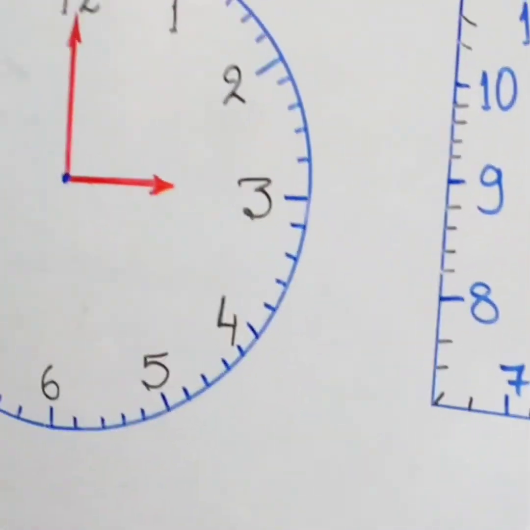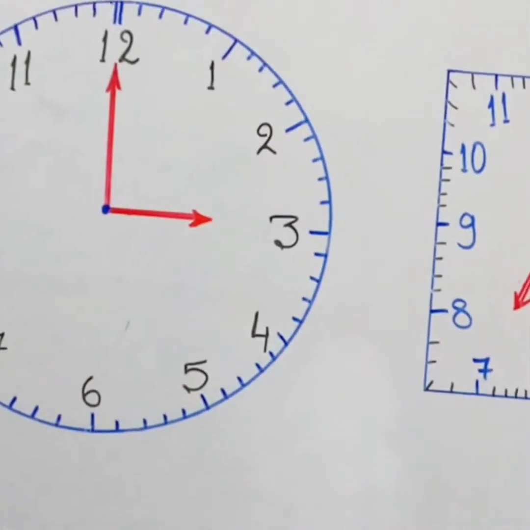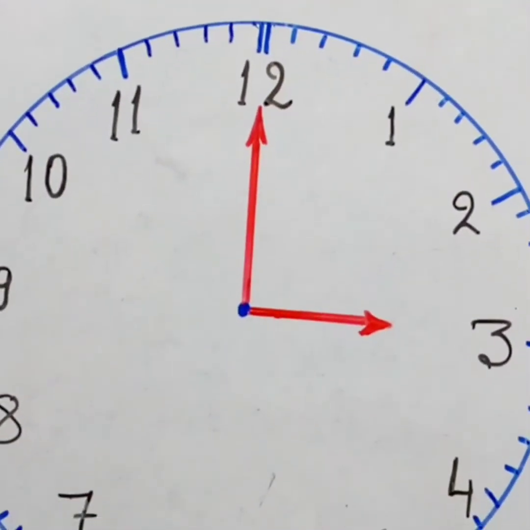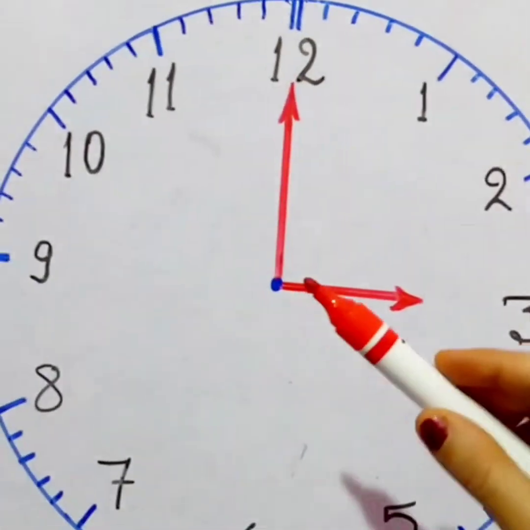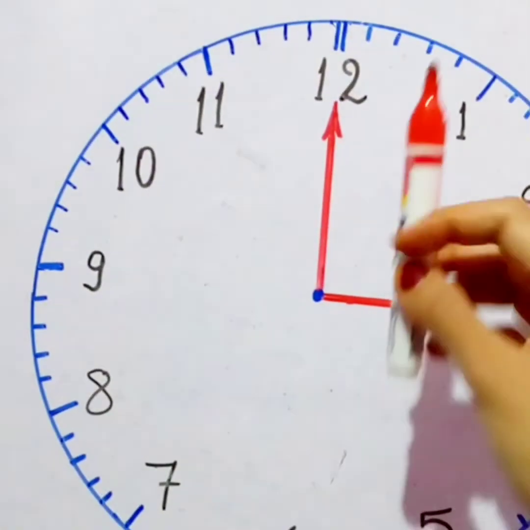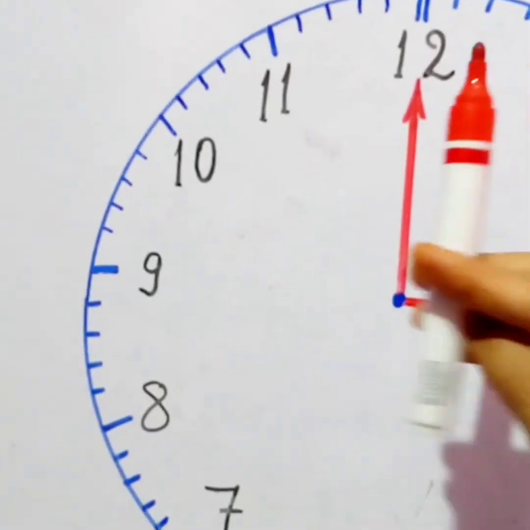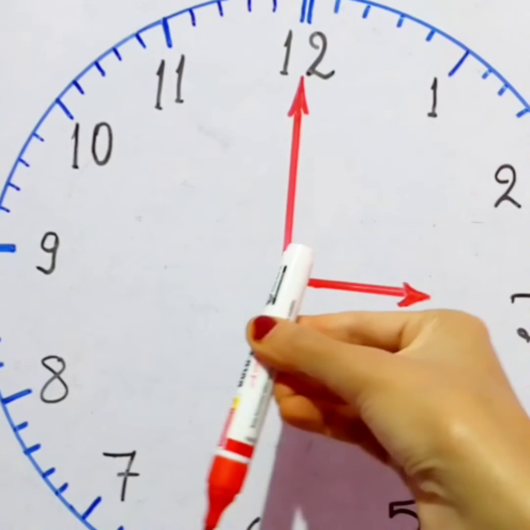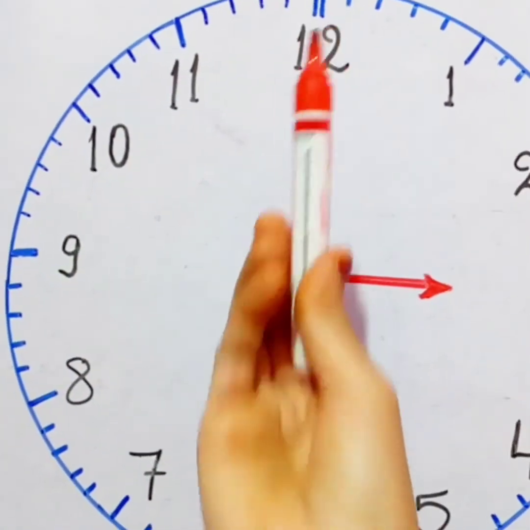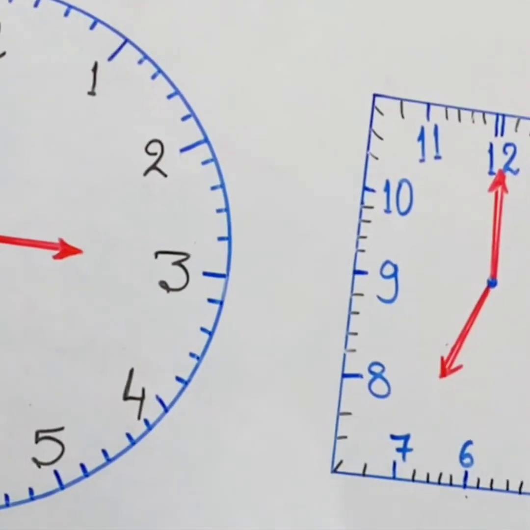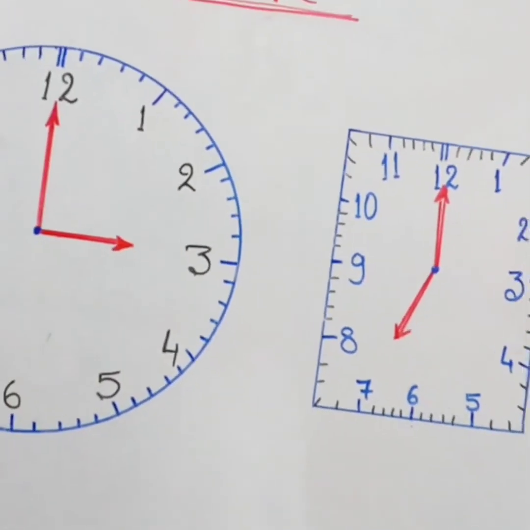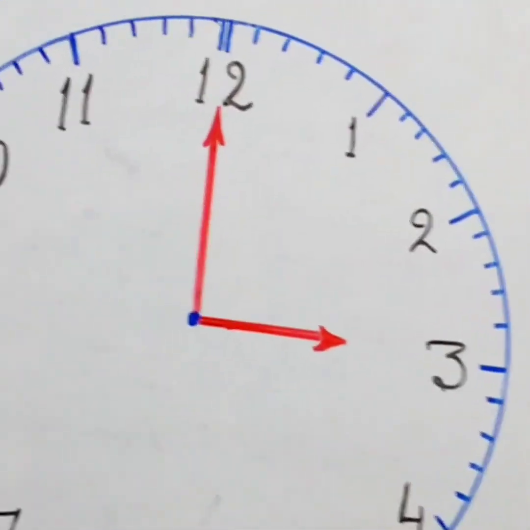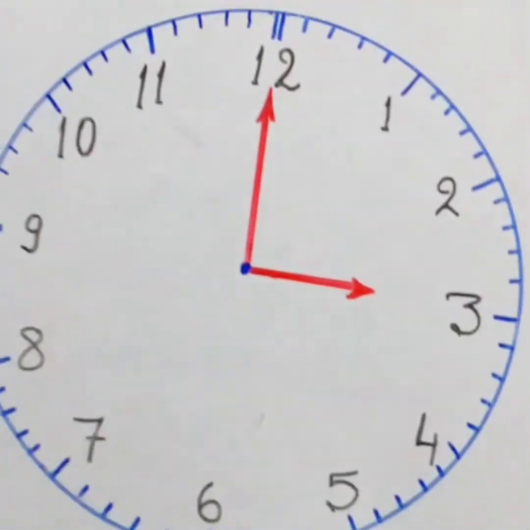Okay, now when a minute hand completes one round, this is the minute hand and this is the hour hand. Hour hand is short in size and minute hand is long. Now if the minute hand completes one rotation, one round, it means 1 hour is complete. It moves through these small 60 units. The minute hand takes 1 hour to complete these 60 minutes.